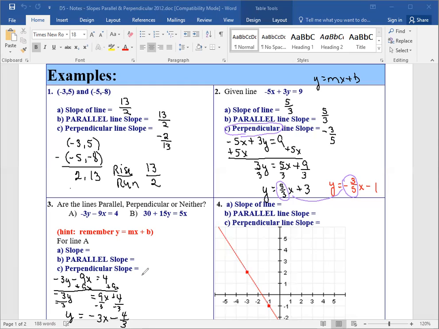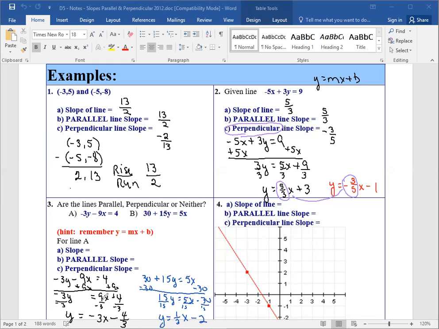and we're going to solve it. So we have 30 plus 15y is equal to 5x. We will subtract 30 from both sides. That gives me 15y is equal to 5x minus 30. And then divide by 15. So y is equal to, now 5 divided by 15 is 1/3, because 5 goes into 15 three times. So 1/3 x, and 30 divided by 15 is 2, so minus 2.